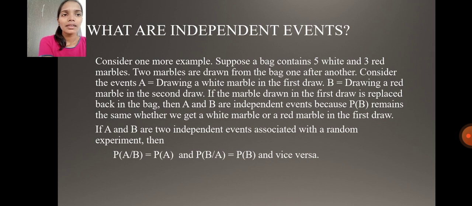If the marble drawn in the first draw is replaced back in the bag, then A and B are independent events because P of B remains the same whether we get a white marble or a red marble in the first draw. If A and B are two independent events associated with a random experiment, then P of A given B is equal to P of A and P of B given A is equal to P of B, and vice versa.